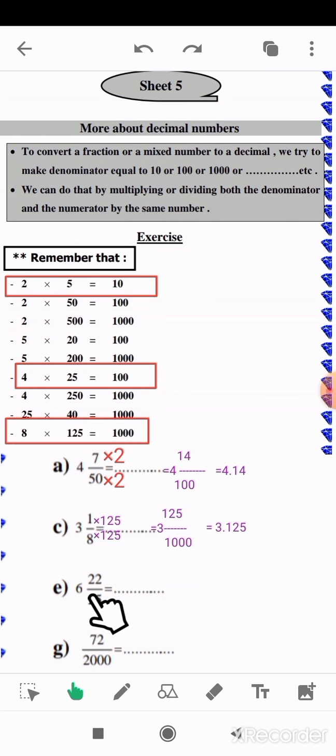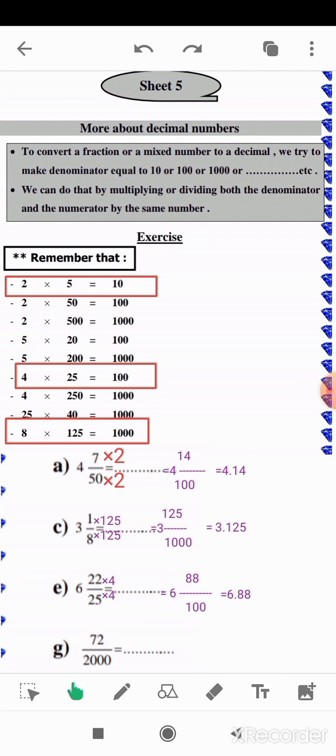Example E, we have 6 and 22 over 25. So 25 will take 4. So I have here 4 by 2 equals 8, 4 by 2 equals 8, and 4 by 25 equals 100, and the 6 is the same. So 8 will take 0, 8 will take 0, and the 1 will become a point, and 6.